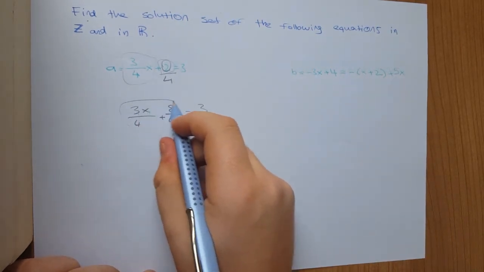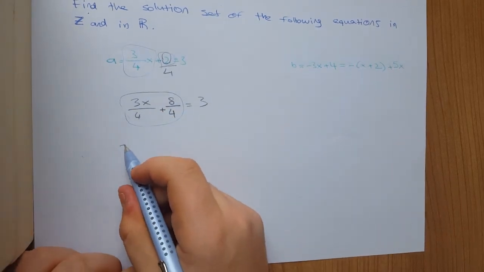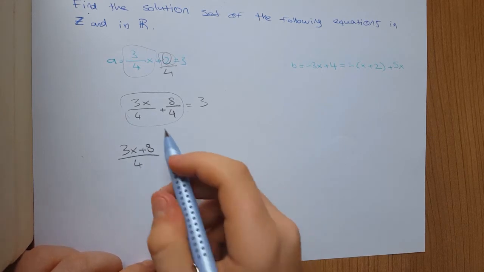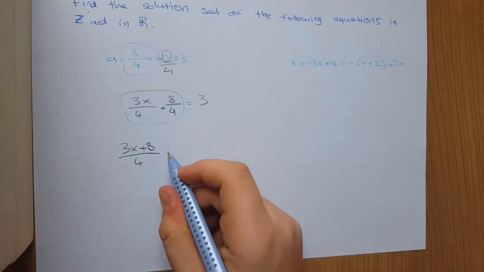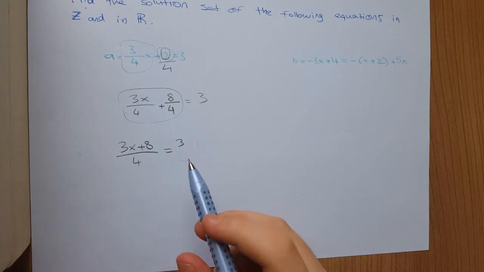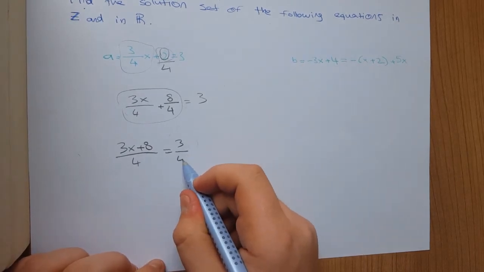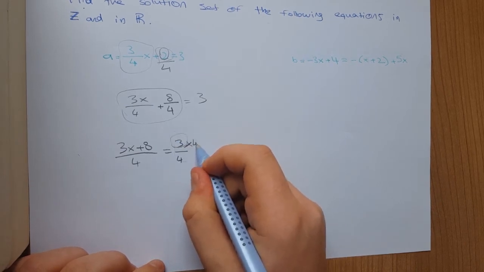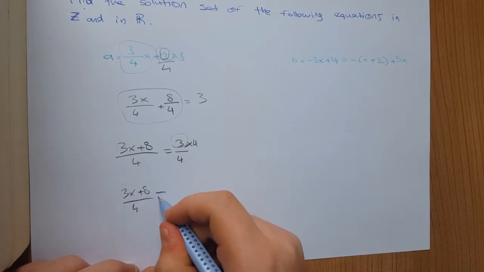Now we should add them up. We do it like that: 3x plus 8 divided by 4. We don't write them twice, we just write them in one equation. Equals 3. Now we should equalize denominators again. If we write 4 here, we should multiply this number by 4 and we get this.